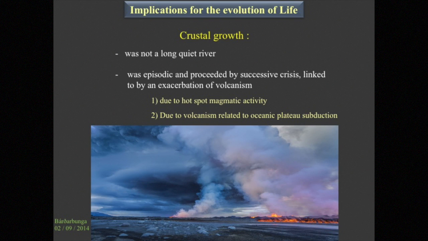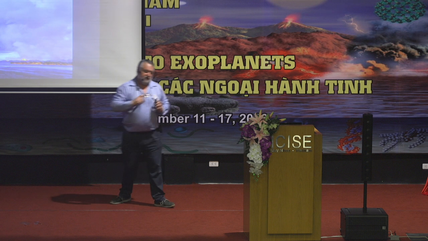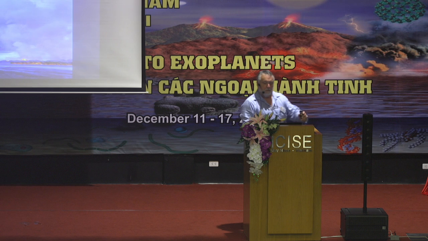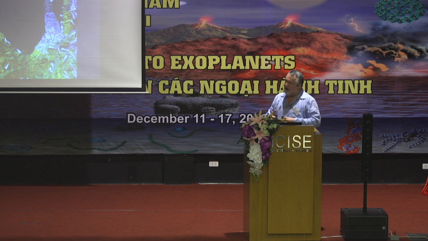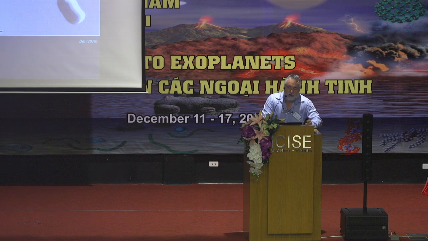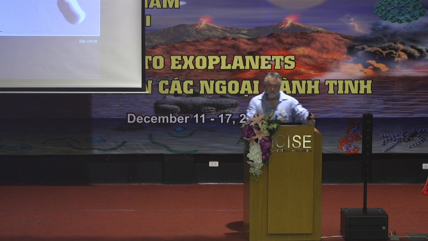So, now what could have been the implication? Of course, this process will result in an increase of magmatism. Increase of magmatism in the genesis of oceanic plateau, but also magmatism due to the subduction of this oceanic plateau. So, one of the effects could be, as Axel showed, an increase of the hydrothermal activity, which can correspond to some environment favorable for some kinds of life.